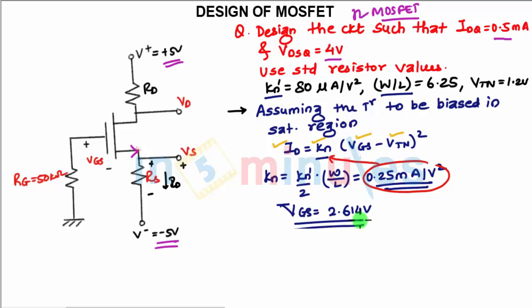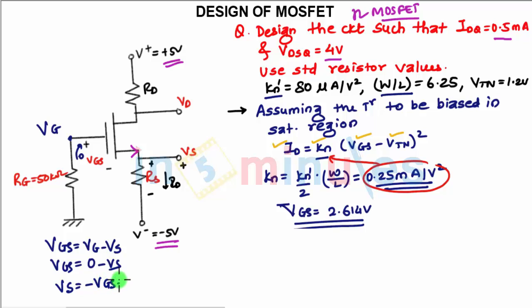Now coming to the diagram, the current flowing into the gate is 0. VGS is VG minus VS. Since the voltage at the gate will be 0, we can say VGS is minus VS, or VS is minus of VGS. So we can write the voltage at the source as minus 2.614 volts. We have got the value of VS.